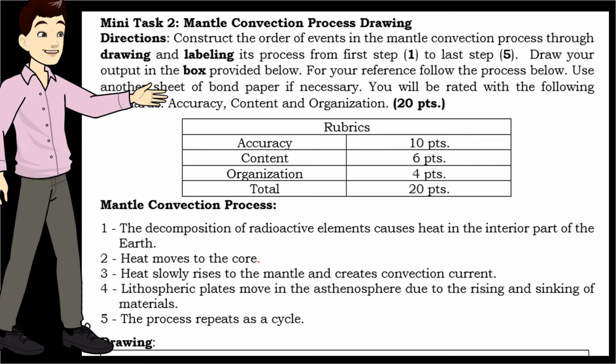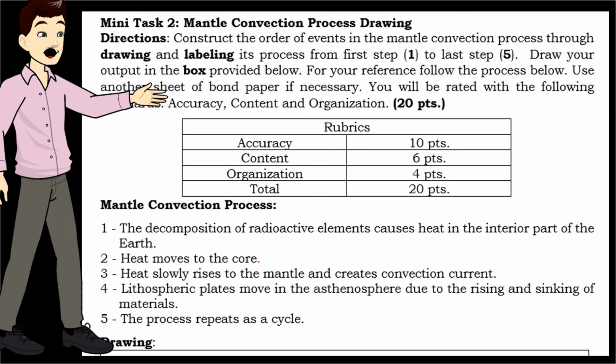Now let us move on to the last part of your module. Transfer. Mini task 2, mantle convection process drawing. Directions, construct the order of events in the mantle convection process through drawing and labeling its process from first step to last step. Draw your output in the box provided below. For your reference, follow the process below. Use another sheet of bond paper if necessary. You will be rated with the following standards: accuracy, content, and organization. It is shown already in your module in page 8, the mantle convection process.